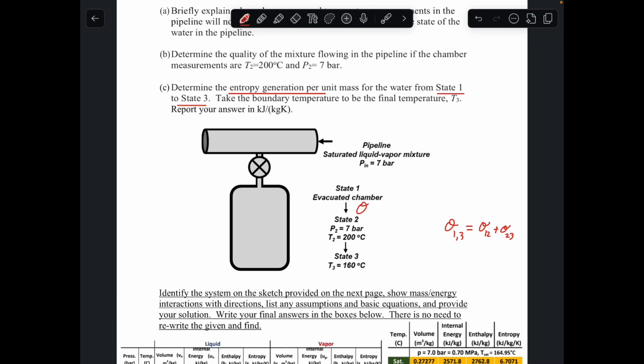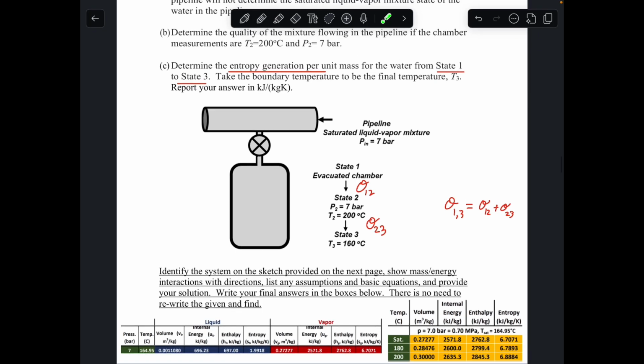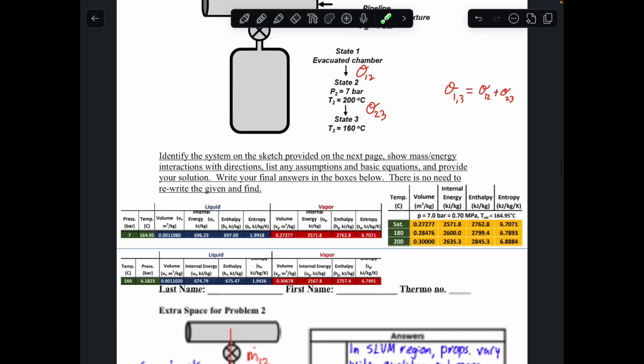So we'll need to apply the second law 2 times, once to get sigma from 1 to 2, and once to get our sigma from 2 to 3, our entropy generation term there, and then we can add those together in order to get the total entropy generation for this process. So we're going to need to apply the second law. Let's just scroll down and look at it.